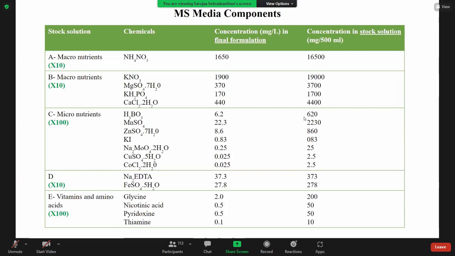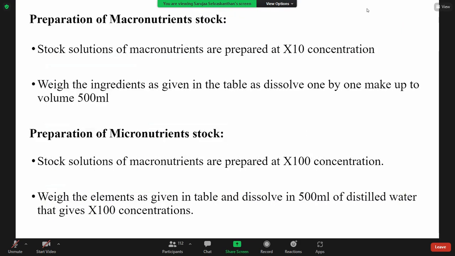Right? We keep it in the refrigerator. The next day, I will explain further the preparation of stock solutions, right? Preparation of macronutrient stock solution means stock A and B, right? So we prepare it at 10-fold concentration. We have to weigh the ingredients as given in the table and dissolve them one by one, making it up to 500 milliliters.